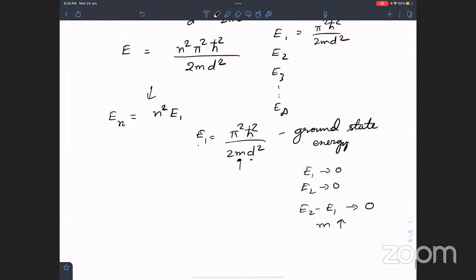So the higher the mass, the lesser the quantum effects for a given quantum well size. And the second thing is, as the well width d gets larger and larger, you have wider and wider quantum wells. Once again, fewer quantum effects are seen. These are very important things.